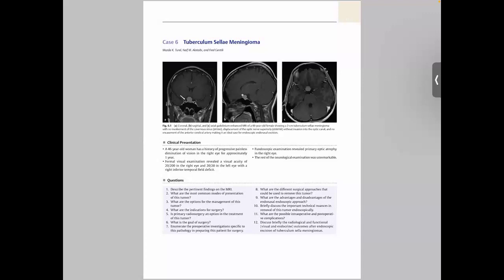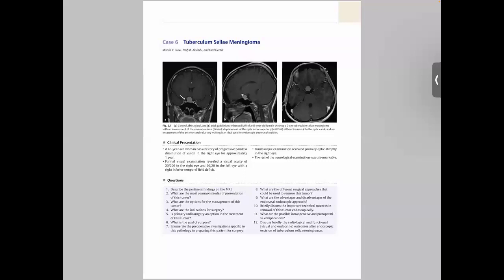Question number 1 says describe the pertinent findings on the MRI. On the screen we have 3 views of the MRI. We have a coronal view, a sagittal and axial view. The MRI is gadolinium enhanced. The coronal view shows a vividly enhancing mass in the Sellae region.